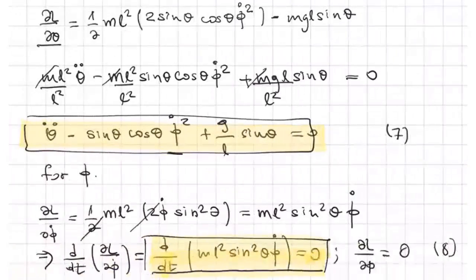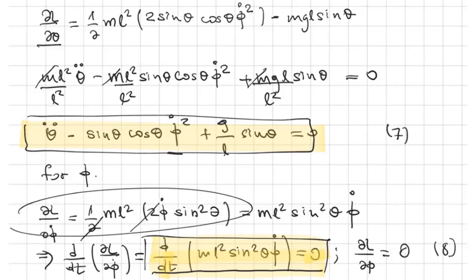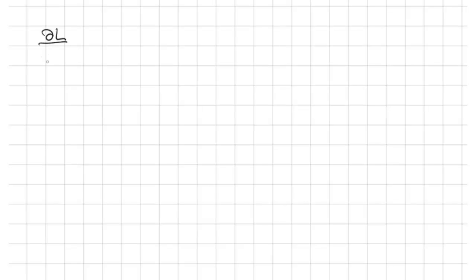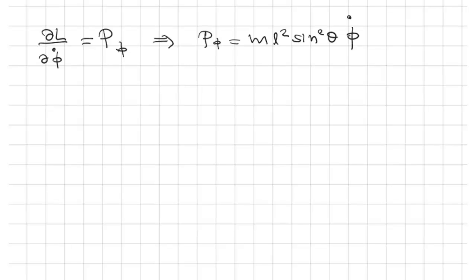We can call, from equation number 10, actually from this part, dL/d phi dot. We can call that equation p phi. And we know that p phi is equal to m L squared sine squared of theta phi dot.